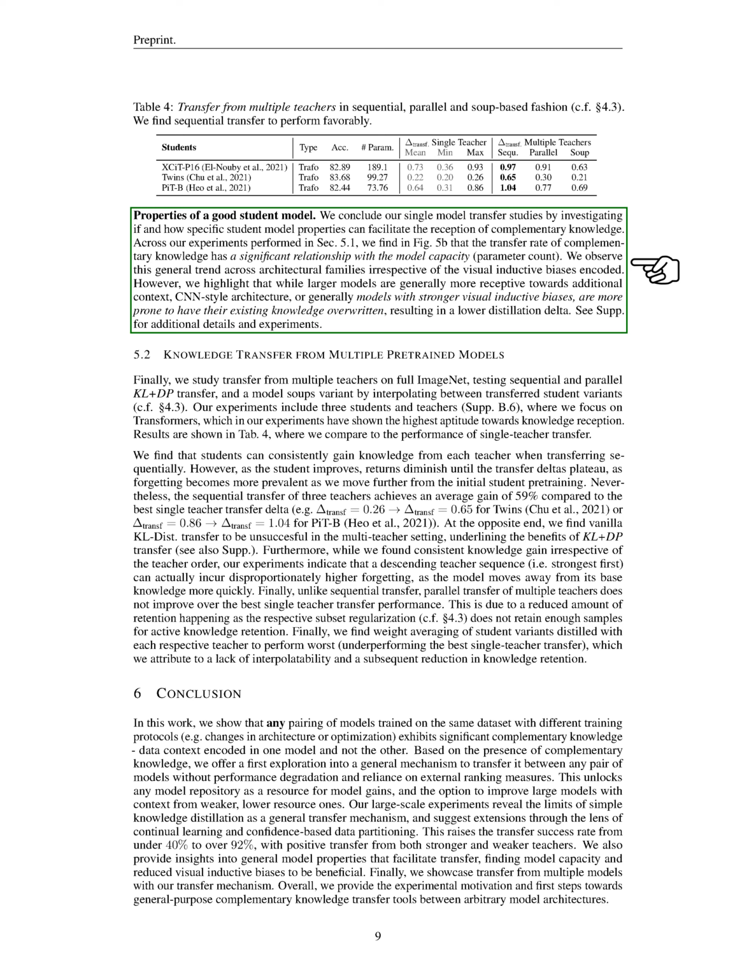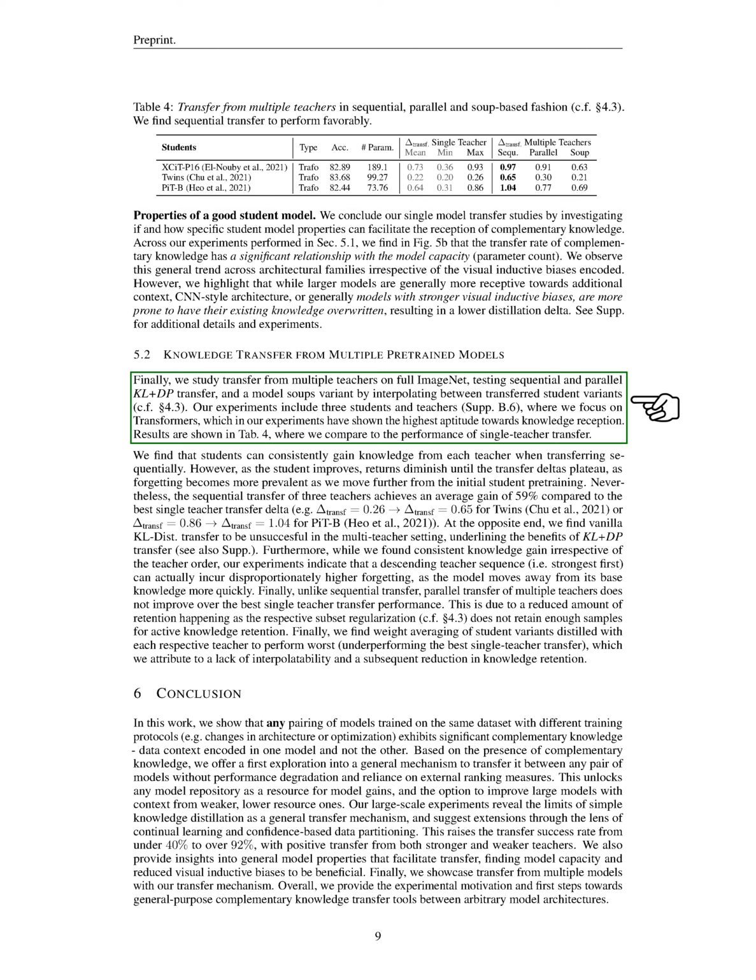Section 5.2 Knowledge Transfer from Multiple Pre-trained Models. In Section 5.2, we delve into the concept of knowledge transfer from multiple pre-existing models. We conducted our study on the full ImageNet, using sequential and parallel KL plus DP transfer methods, and a model soup variant that interpolates between transferred student variants. Our experiments involved 3 student and teacher models, with a particular emphasis on transformers. These models have demonstrated a high capacity for knowledge absorption in our tests.